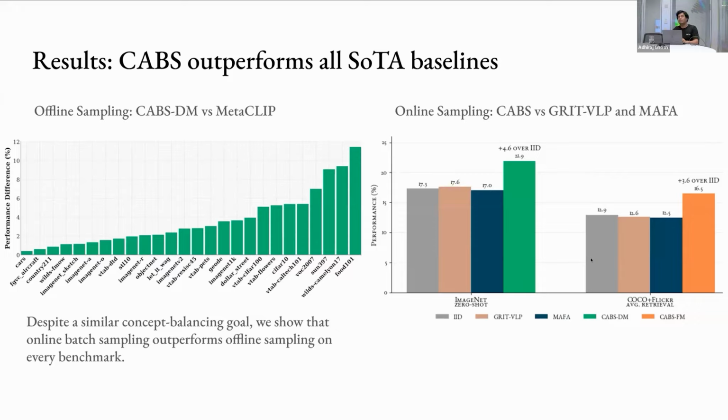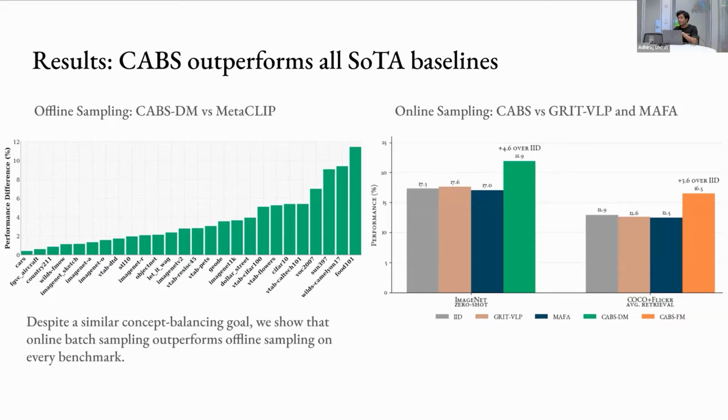Additionally, we compare our results with other online batch sampling algorithms, which are GRIT, VLP, and MAFA. I don't think I have enough time to describe exactly what they do, but in general, the principle is to take a larger batch and curate a smaller batch that you feed to the model at a given time, online. So that's the difference between online and offline.